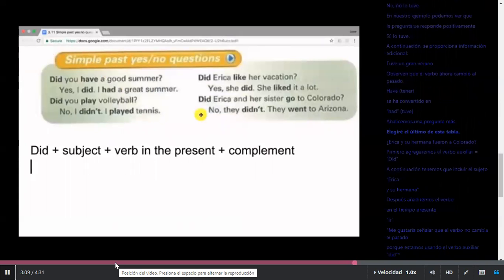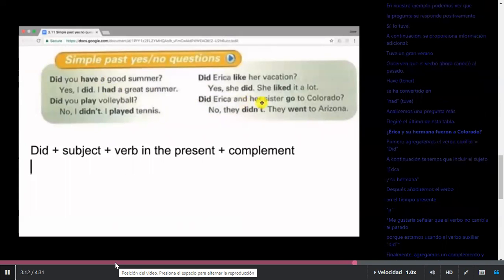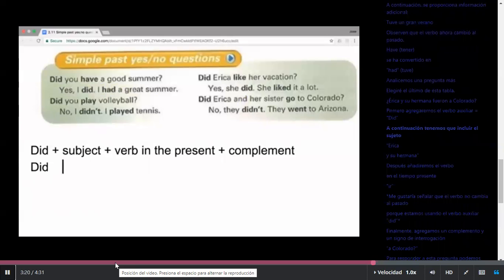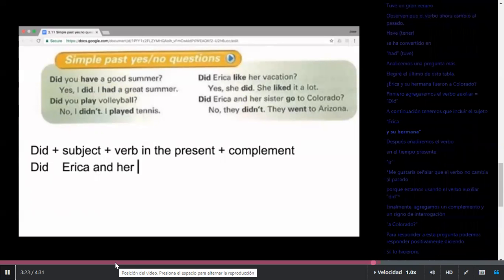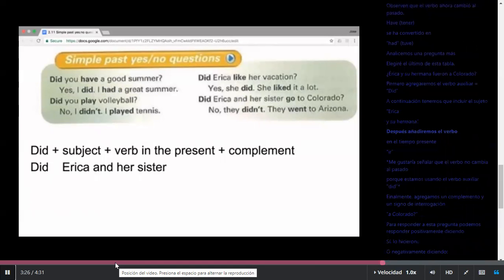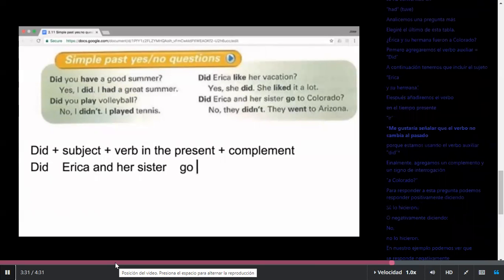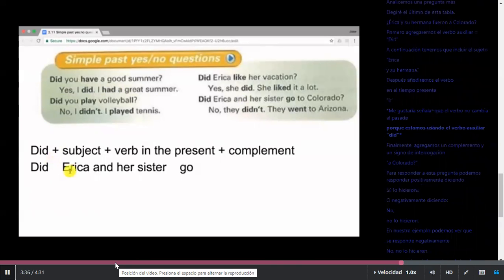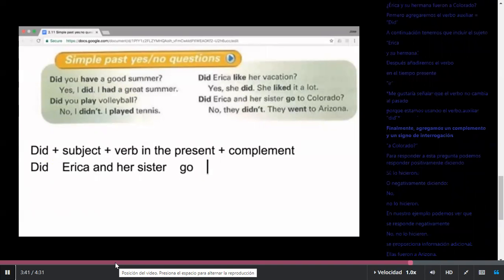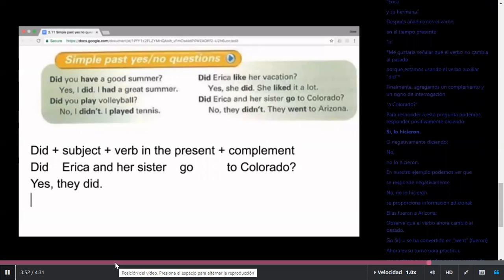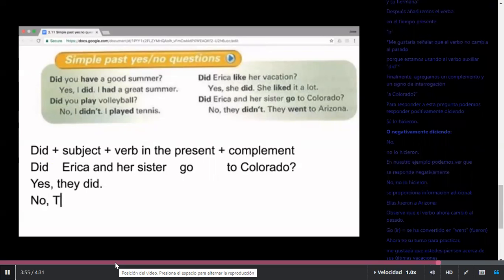Let's analyze one more question. I'll choose the last one on this chart. Did Erica and her sister go to Colorado? First, we will add the auxiliary did. Next, we need to include the subject, Erica and her sister. After that, we will add the verb in the present tense, go. I would like to point out that the verb doesn't change to the past because we are using the auxiliary did. Finally, we add a complement and a question mark, to Colorado. To answer this question, we can answer either positively by saying, yes, they did, or negatively by saying, no, they didn't.